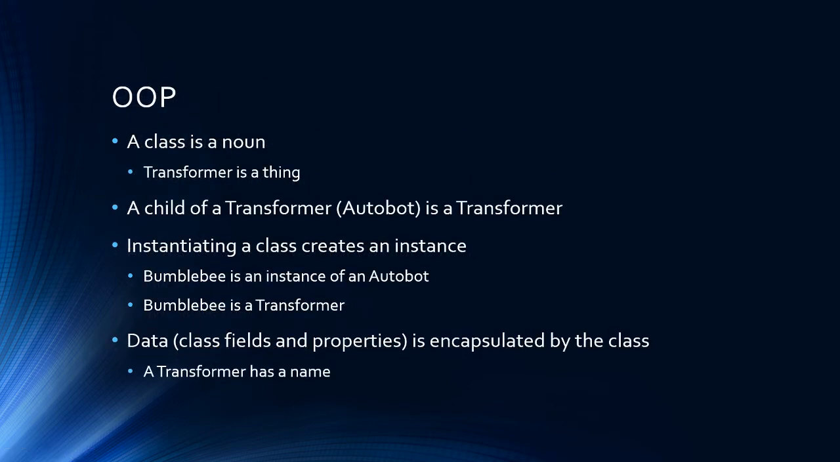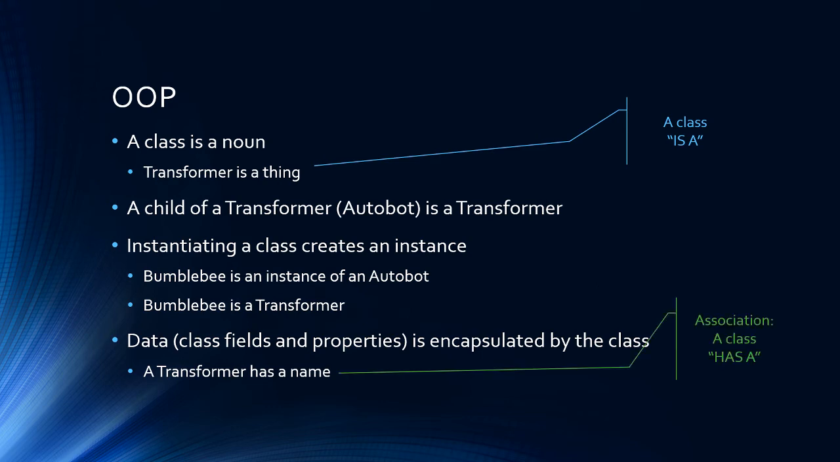So a class is a noun, a transformer is a thing. A child of a transformer, like an Autobot, is a transformer. Instantiating a class creates an instance. So Bumblebee is an instance of an Autobot, but Bumblebee is a transformer. And data, our class fields and properties, is encapsulated by the class. So a transformer has a name. And I want you to be thinking about those classes and properties. A class is a thing.